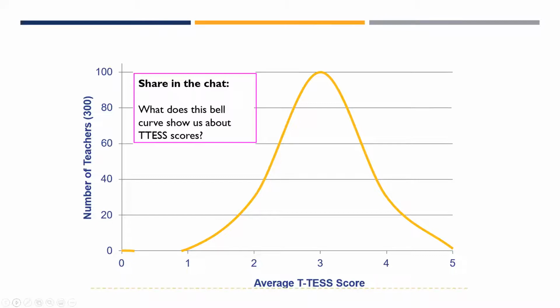If their bell curve is looking like a skewed curve where most of their teachers are over 4 and 5, that's an administrator issue. That's not a teacher issue. They need to go back and revisit their administrator T-TESS manual to see, hey, what am I doing wrong? Why are my scores looking like this when I plot them?